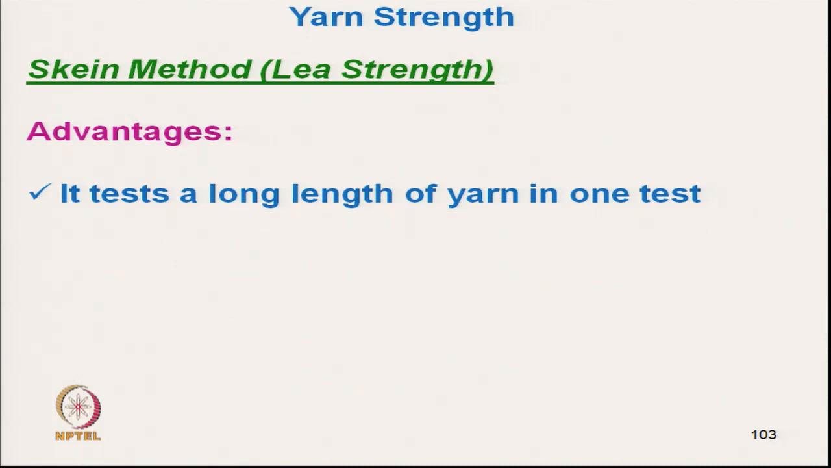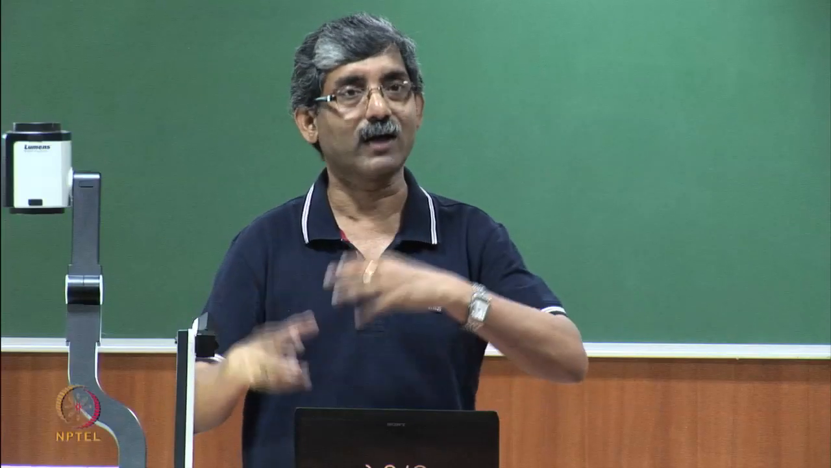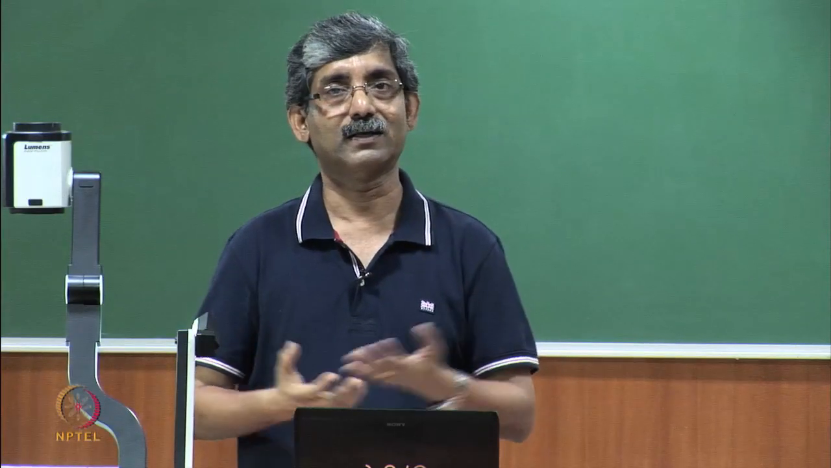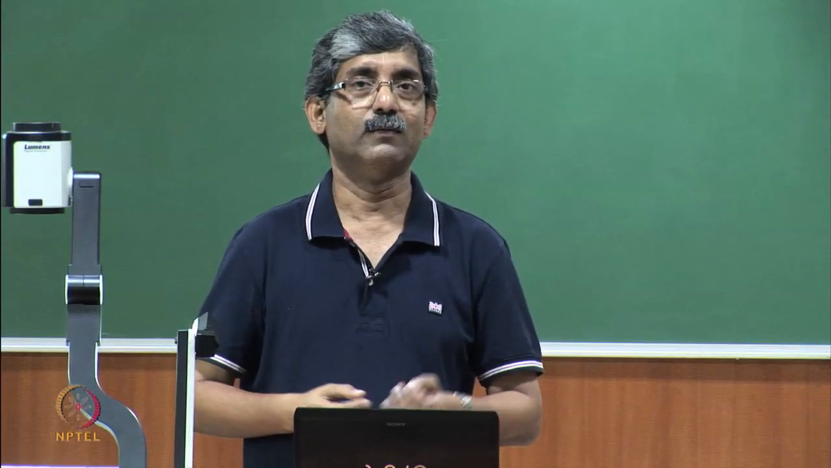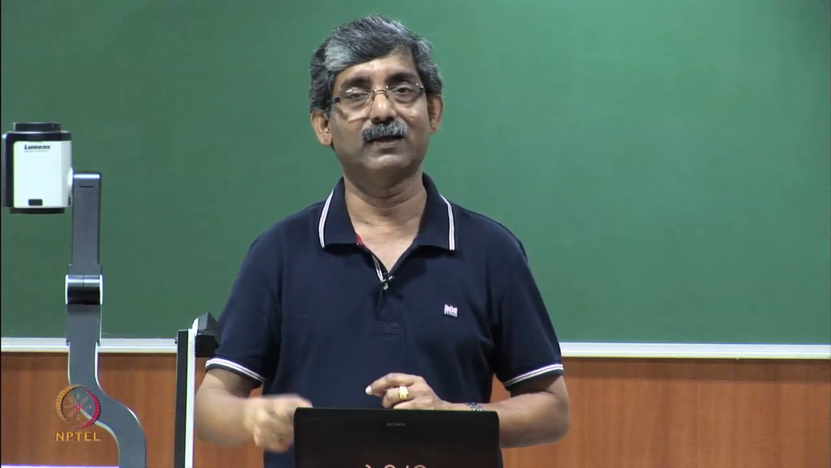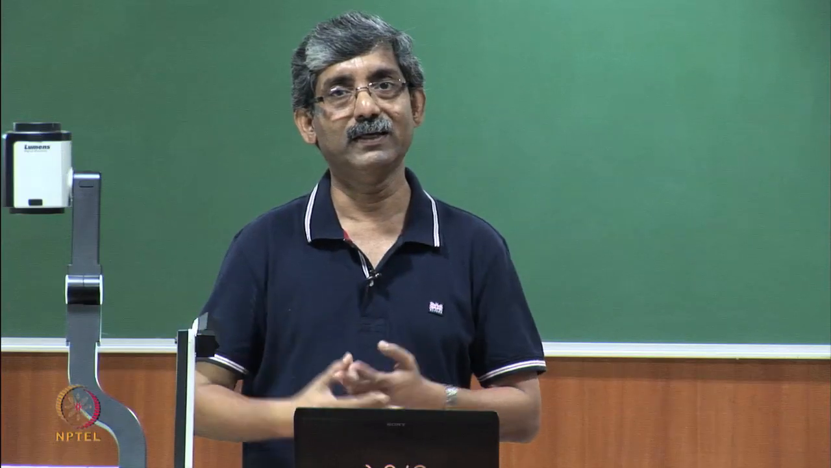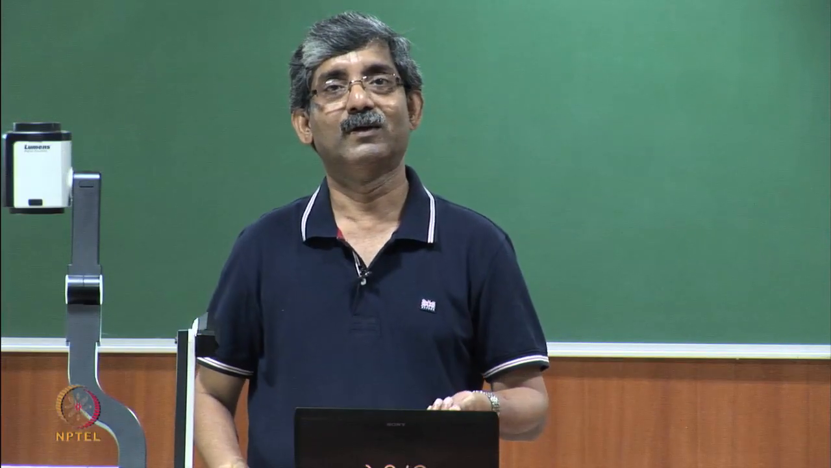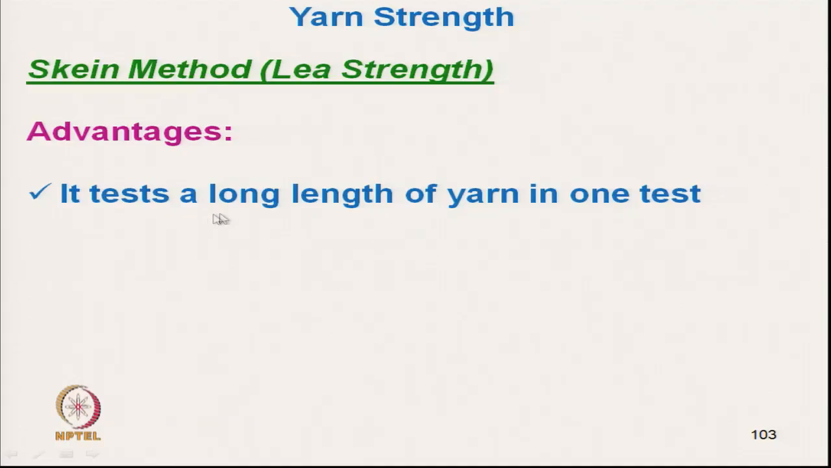Now, after single yarn strength, there is another type of strength measurement, the skein method, which is lea strength testing. The advantage of lea strength testing is that at a time we can test a larger length. Typically it is 120 yards of yarn, we make a lea and we test. So, it tests a longer length of yarn in one test.